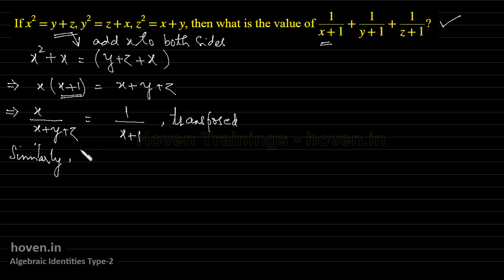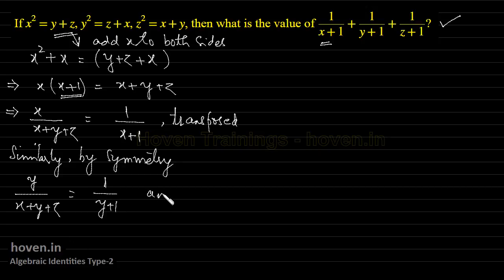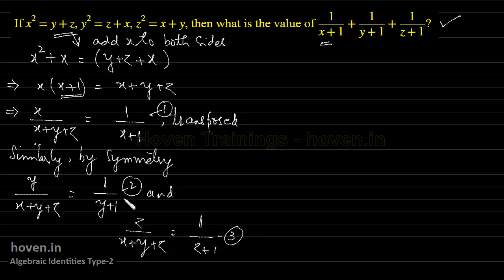Now, similarly, by symmetry, we can obtain y by x plus y plus z is equal to 1 by y plus 1. And z by x plus y plus z is equal to 1 by z plus 1. This is first equation, this is second equation and this is third equation. So I have 1 by x plus 1, 1 by y plus 1, 1 by z plus 1. And now what we require is the sum of all three of them.